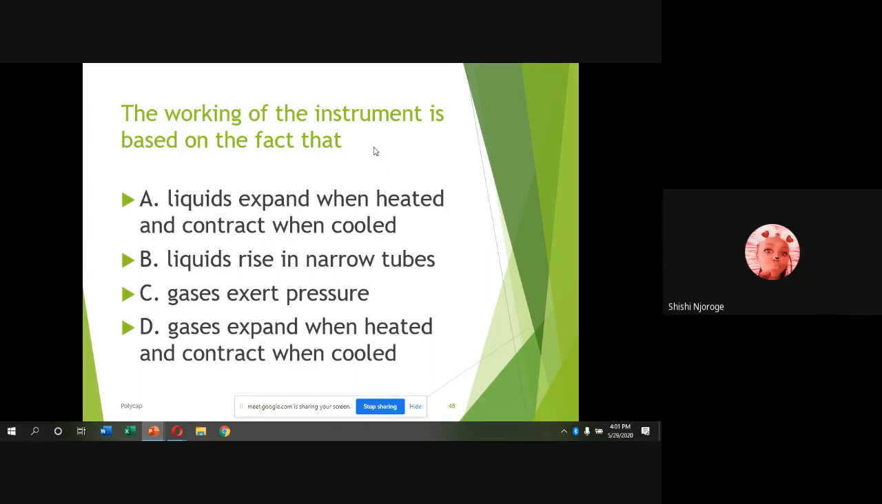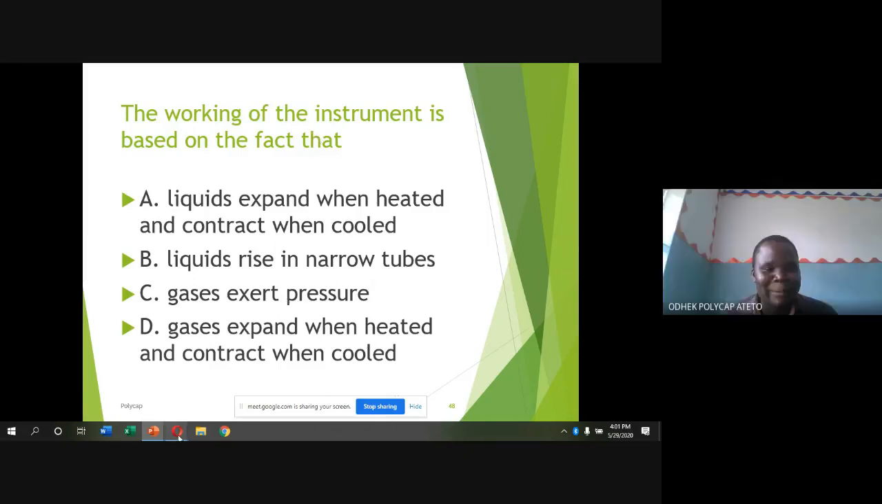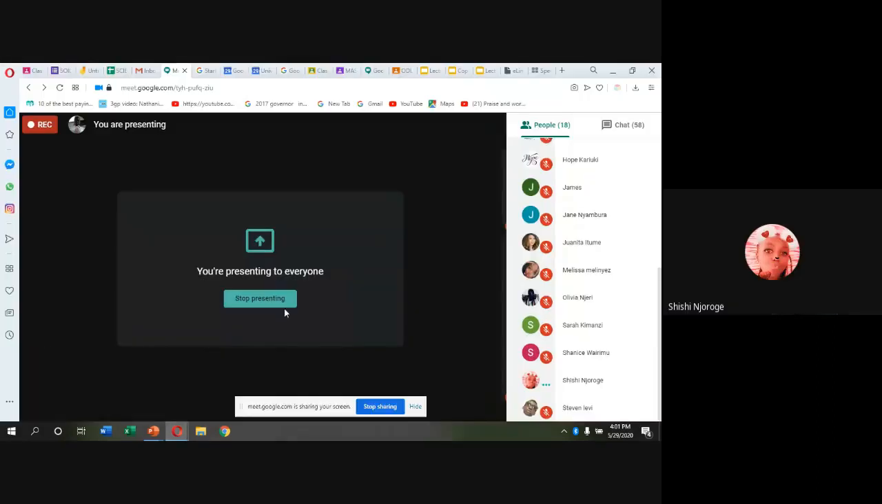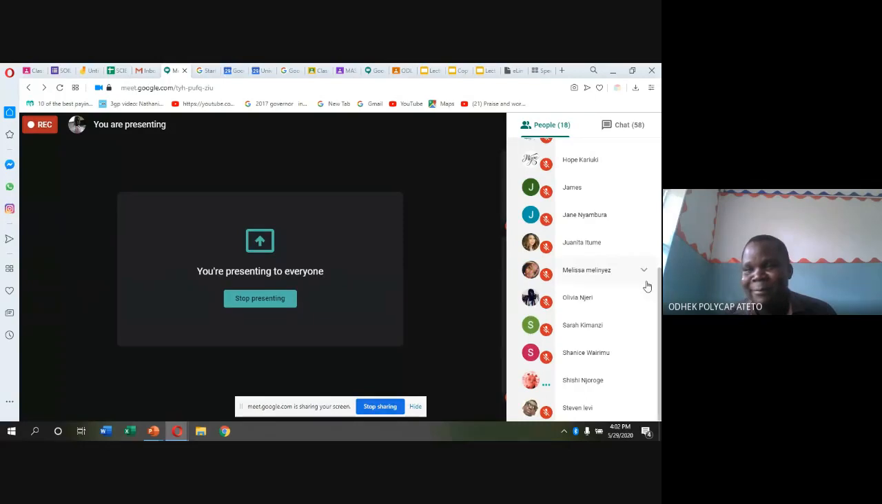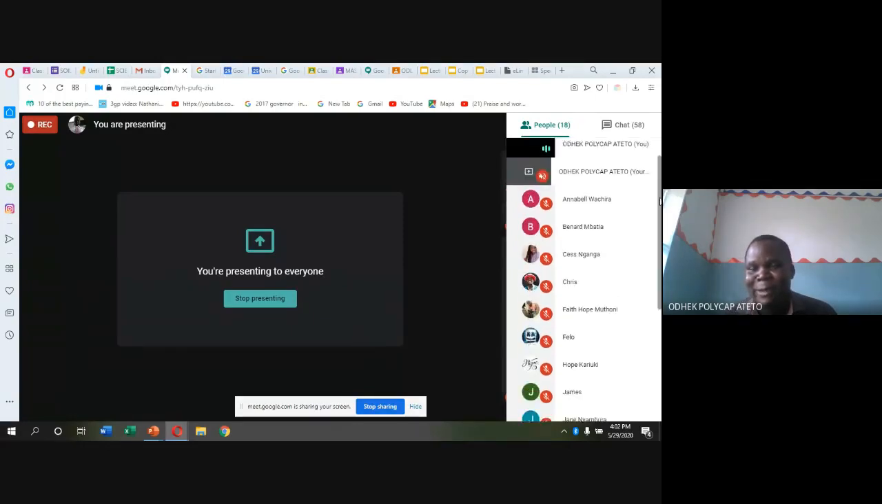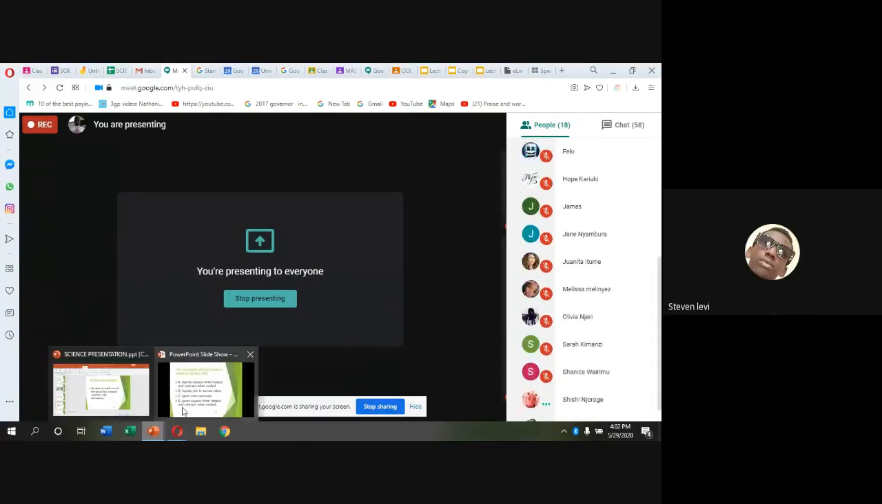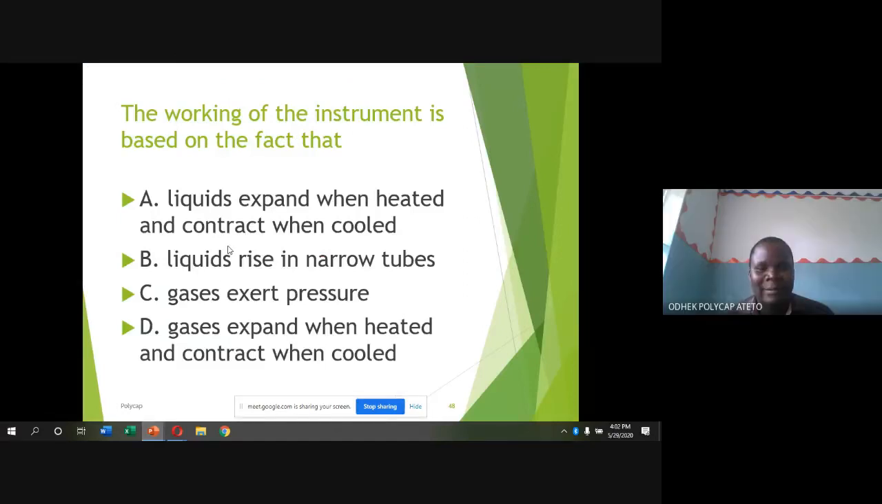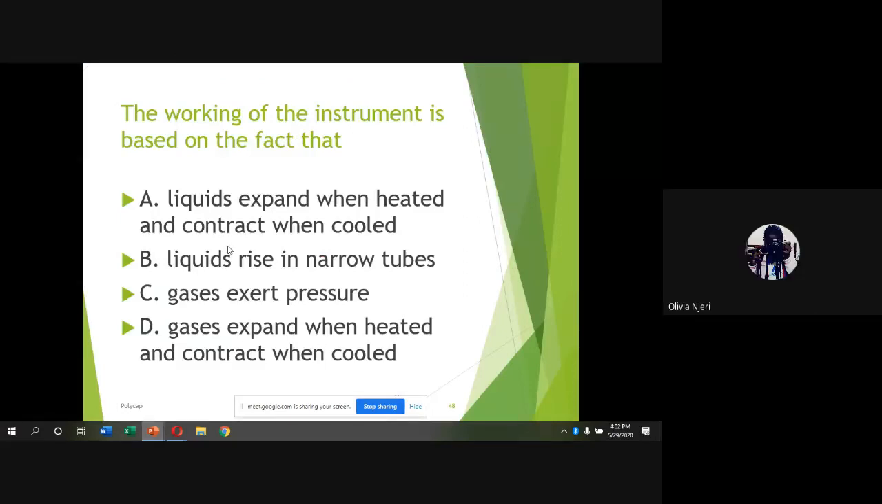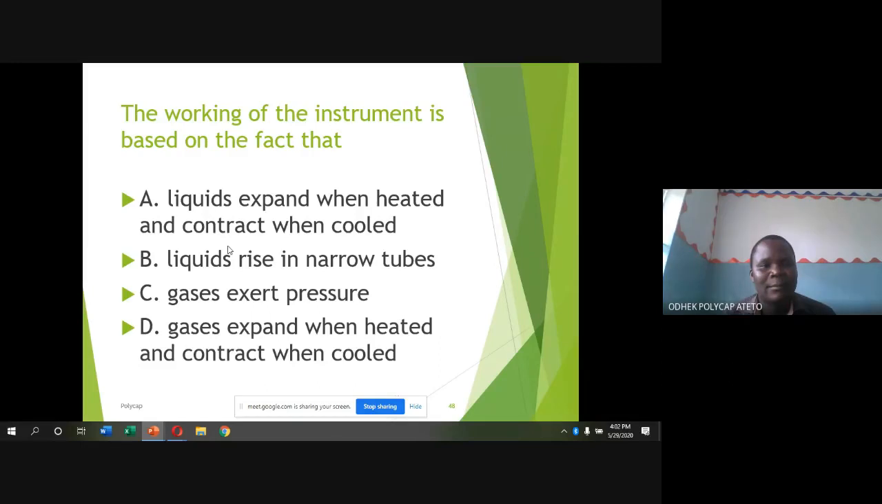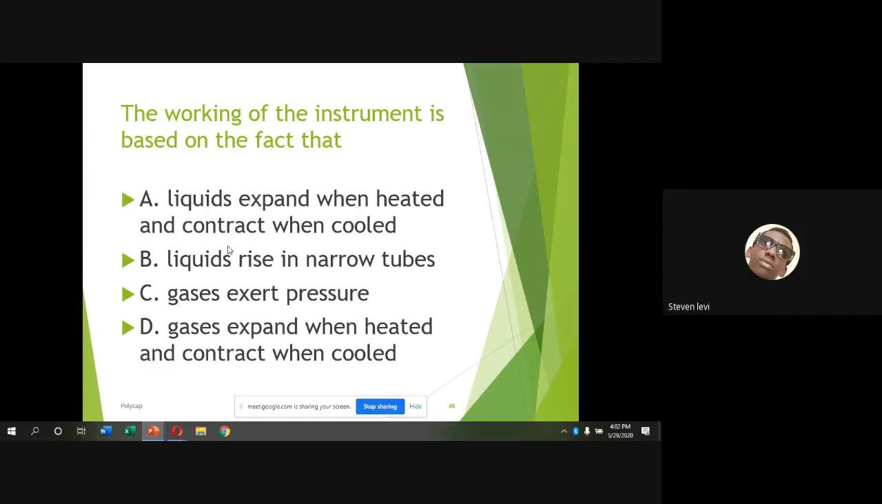Which one are you going with? I'm not sure. Just try. You want to help Michelle? Levi, can you pick that question? Sir, can you go back to the question, please? Choice A, liquids expand when heated and contract when cooled. Sir, can you go back to the diagram?